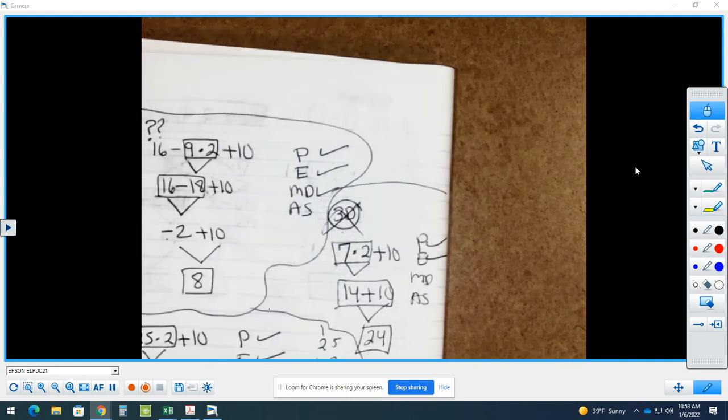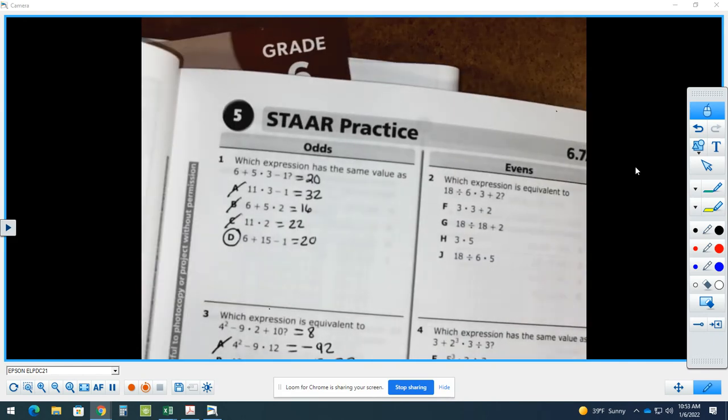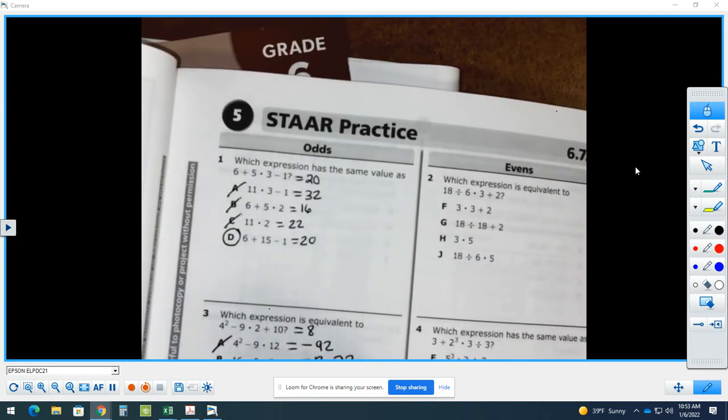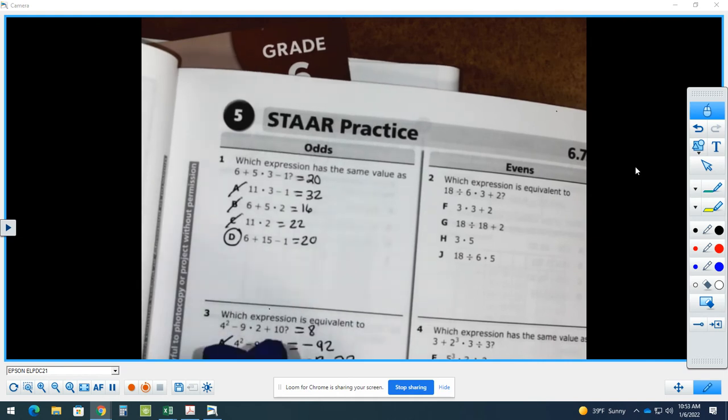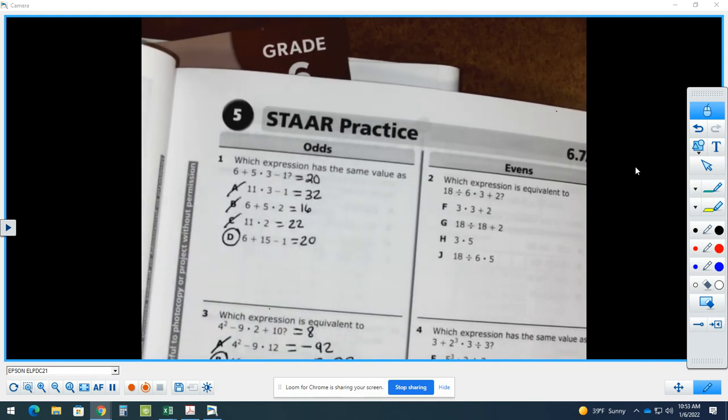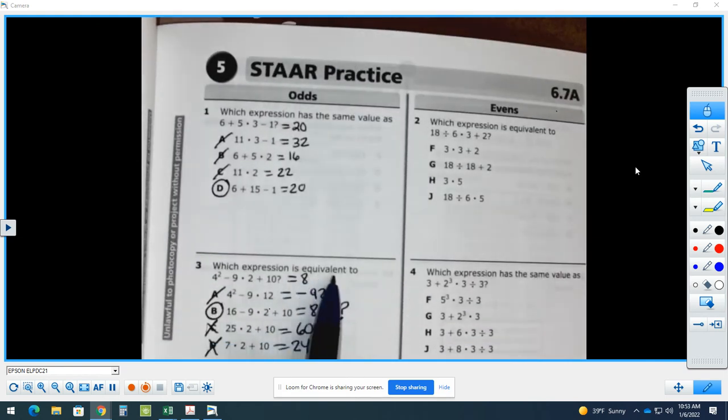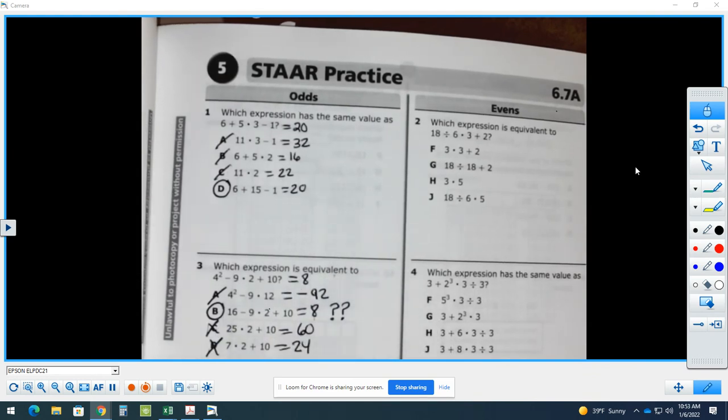Letter D, you're out too because we're not looking for 24. We're looking for 8. So letter D gave me 24, and that's why the answer is finally B, because we're looking for something that's equivalent, which 8 and 8 are equivalent. So that's the answer. So I'm going to go to my teacher mate and click on B.